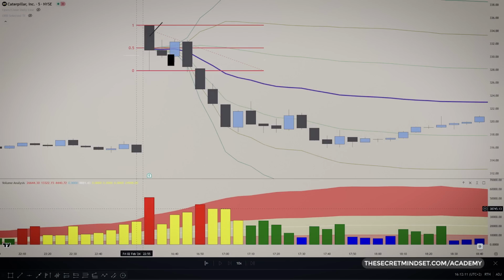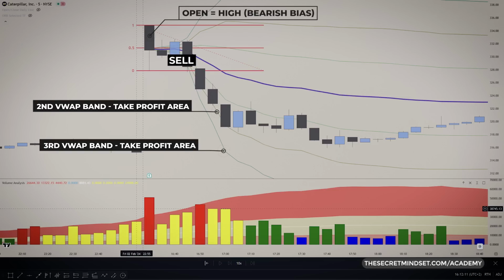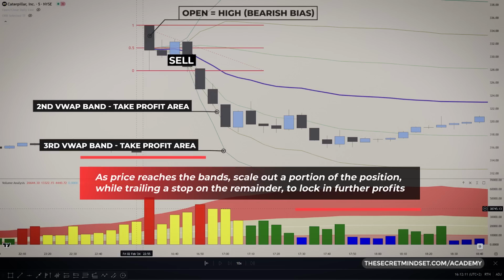Now, when you enter a scalping trade, you initially target the second or third VWAP band in the direction of your entry for partial profits. For example, if you go long, you target the upper anchored VWAP bands for the first take profit. If you go short, you aim for the lower VWAP bands for initial gains. As price reaches the bands, scale out a portion of the position while trailing a stop on the remainder to lock in further profits if momentum continues beyond VWAP.